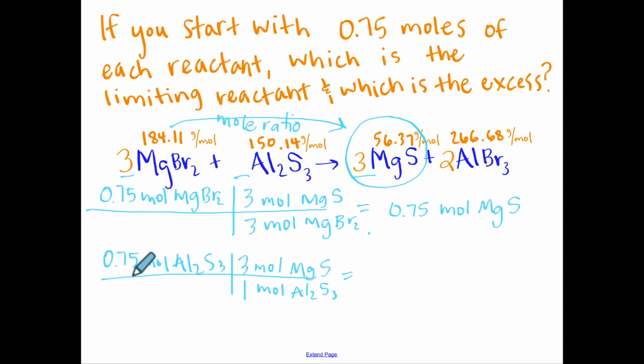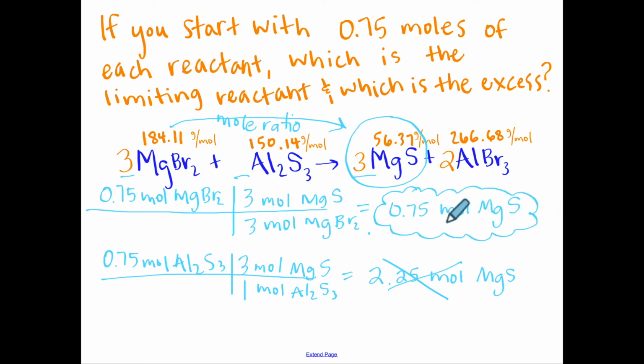We take 0.75 times 3, and we get 2.25 moles of MgS. Now, when you're doing this, you have to make sure that you go to the same product for both of your givens, because you're comparing which one of these givens would make the least amount of a certain product. So we're going to look at these two numbers, 0.75 and 2.25, and see which one is smaller. Whichever one is bigger, we're going to cross it out. We will not use it at all in any parts of any future problems. And we're going to put a cloud around the number that is smaller.